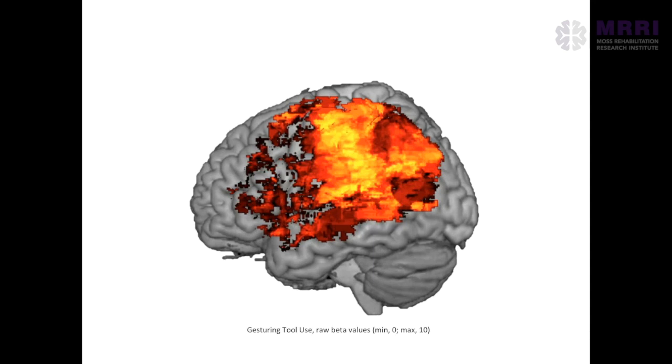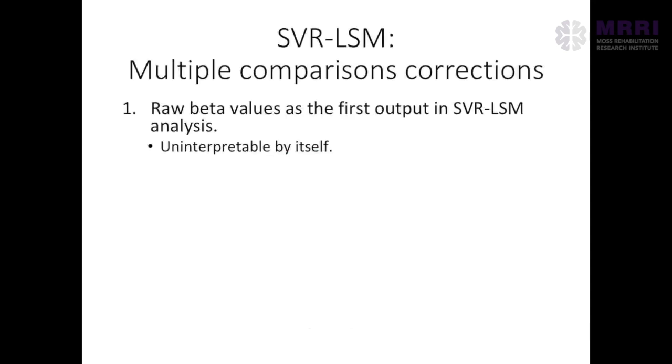Right, so the degree to which lesions to any given voxel predict performance in the cognitive task of interest, okay? But inherently there is no significance here, and as Harrison showed with that scatter plot, we need to be careful and do proper analysis of the degree to which beta values are significant, and to do so we use forms of permutation testing, okay? So as I mentioned, this is uninterpretable in isolation.